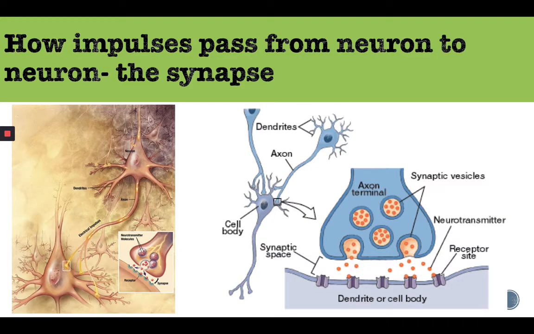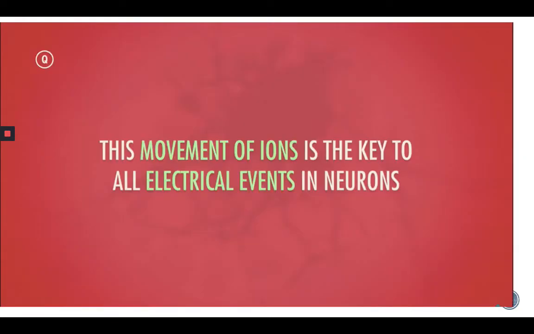How do impulses pass from one neuron to another neuron? The synapse. So today we're also going to talk about the neurons and the synapse. Neurons use electrical signals to communicate along their lengths, and often use chemical signals called neurotransmitters to communicate with one another. The junction between two neurons, two nerve cells, we call the synapse. This movement of ions is the key to all electrical events in neurons.